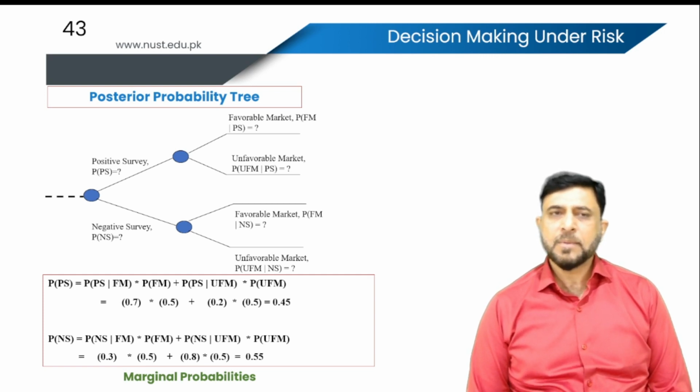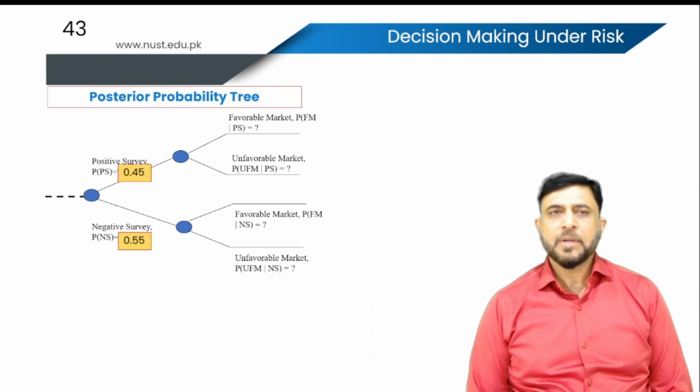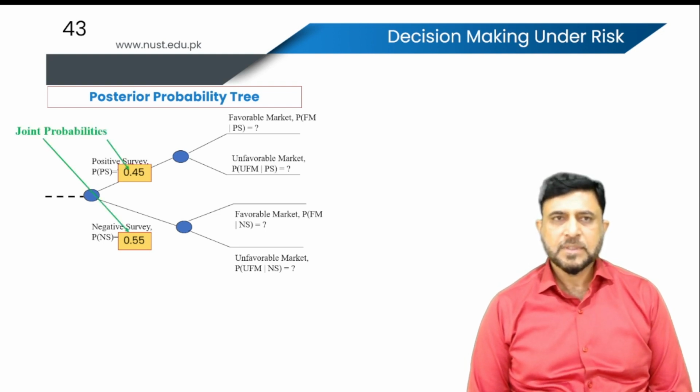We can calculate the probability of a positive survey, which is equal to 0.45, and the probability of a negative survey can be calculated in a similar fashion, which is 0.55. So these are marginal probabilities we have calculated from the data, and we are actually applying the Bayes theorem here. These two probabilities, 0.45 and 0.55, can be marked to the positive survey and the negative survey on the tree diagram. So these are basically joint probabilities now, because they are producing the joint effect of the previous data.